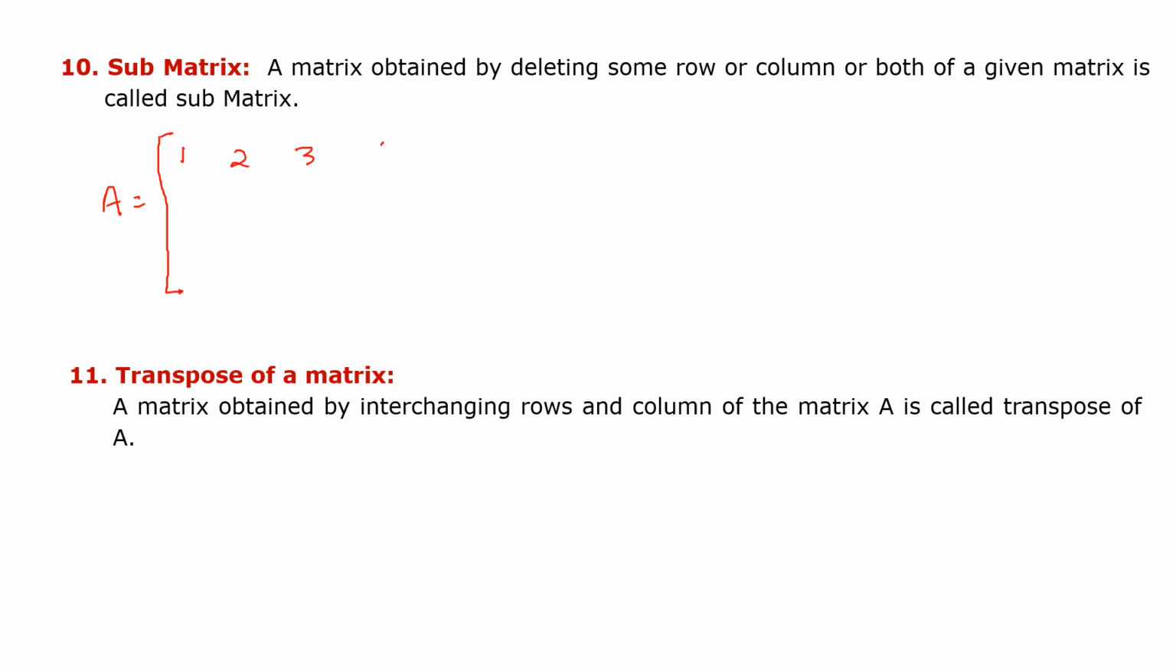So 1, 2, 3, 4, 5, 6, 7, 8, 9, 10, 11, 12, 13, 14, 15, 16. I can write any numbers randomly, need not be in order. So this is a 4 by 4 matrix. Now here what I will do is, let me delete the last column. Let me delete this one.